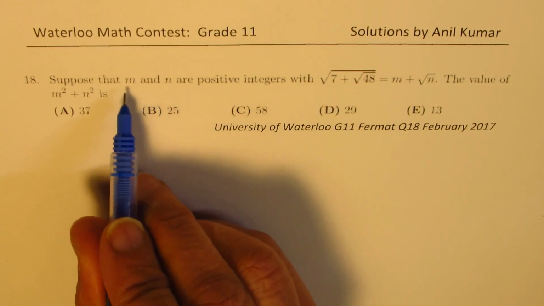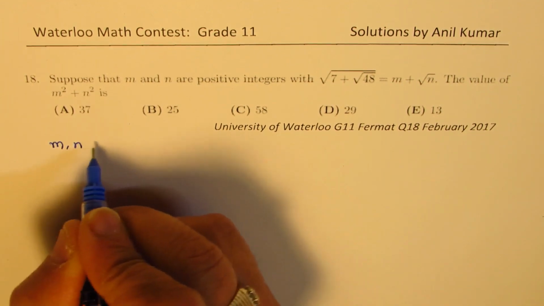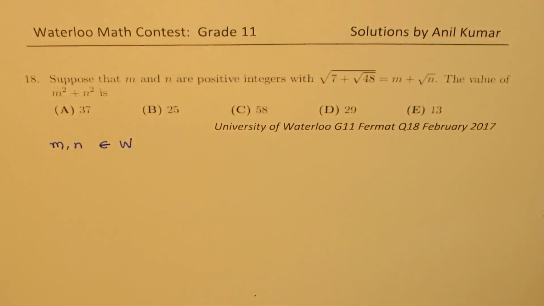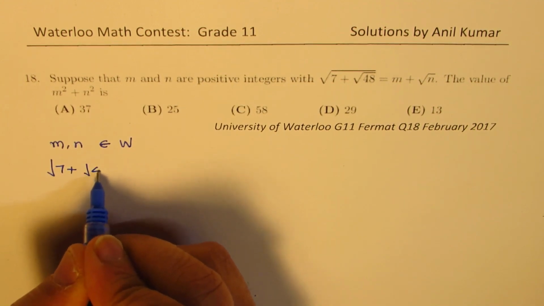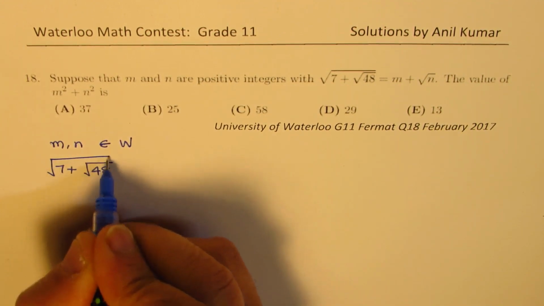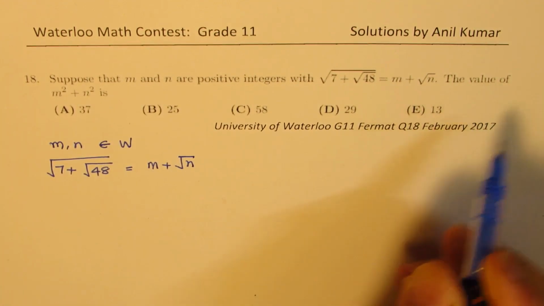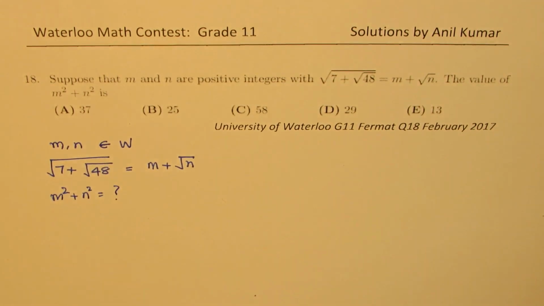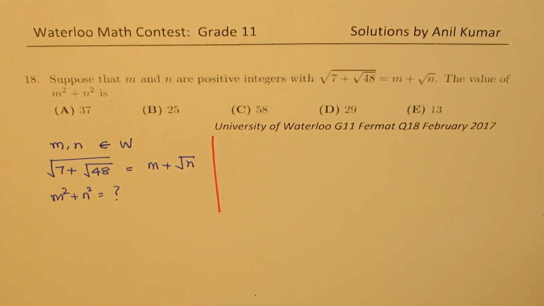What we are given here is that m and n are positive integers, which means they belong to whole numbers, right? So that is what is given to us. And we are also given that square root of 7 plus square root of 48 is equal to m plus square root of n. What we need to find is what m square plus n square equals. Is that clear to you? Five options are given to you. So I'd like you to pause the video, answer this question, and then look into my suggestions.